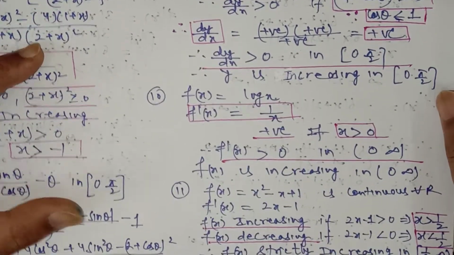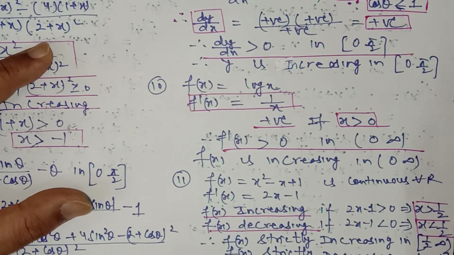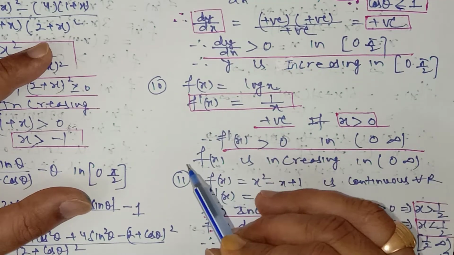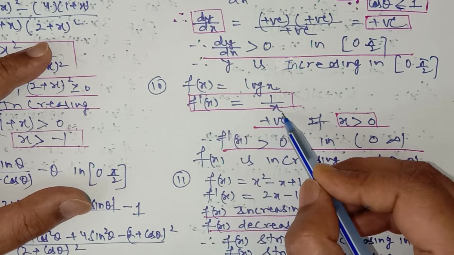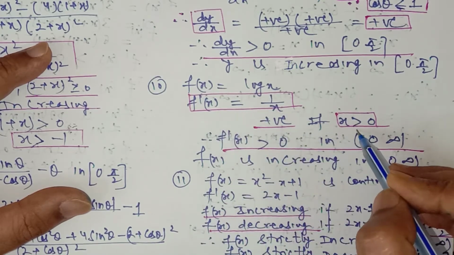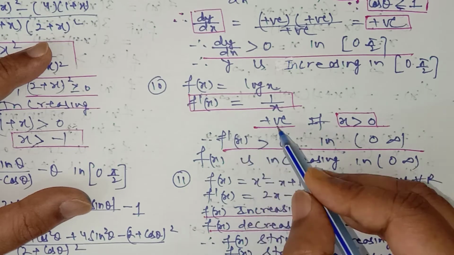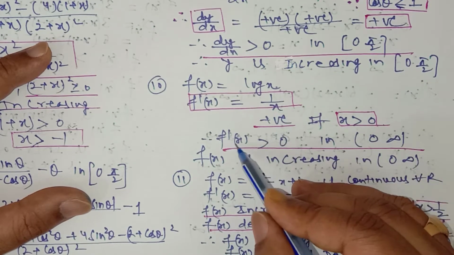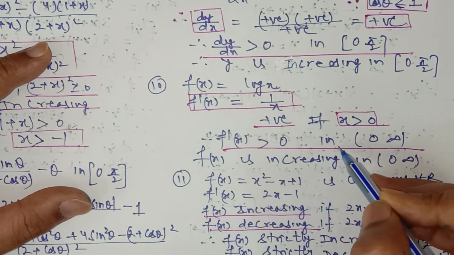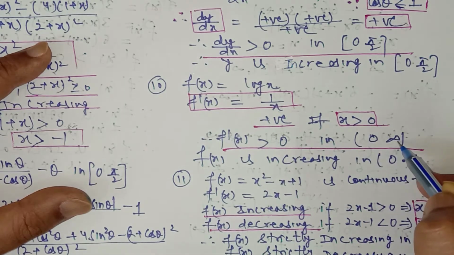Now question number 10 is also easy. f(x) is given as log x, and you have to prove that it is increasing for 0 to infinity. The first derivative is 1 upon x, and it will be positive when x is greater than 0, because when x is positive, its value will be positive. So f dash x is greater than 0 if x is in 0 to infinity, except 0, because at 0 it is not defined.